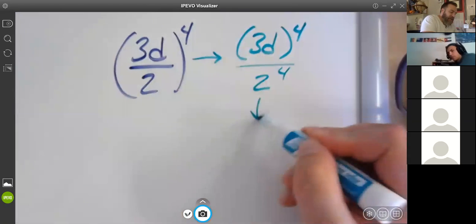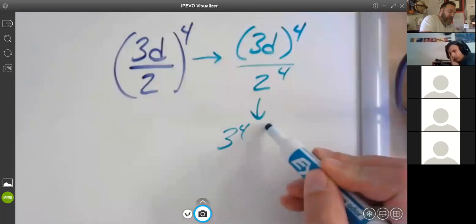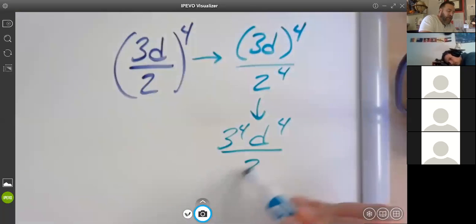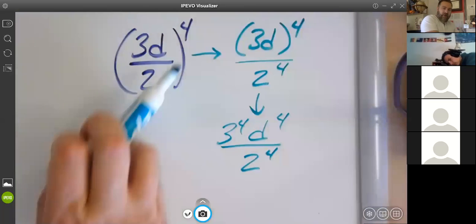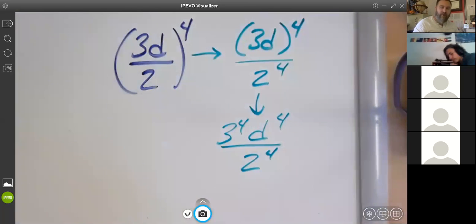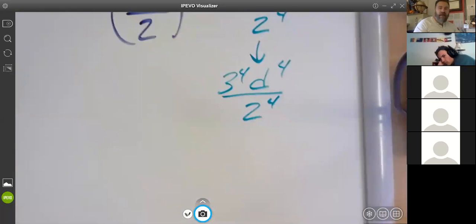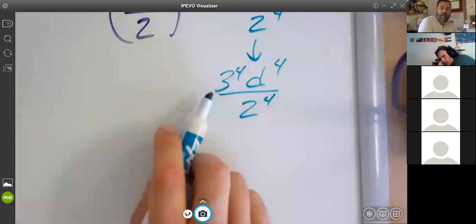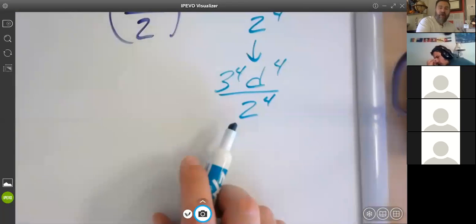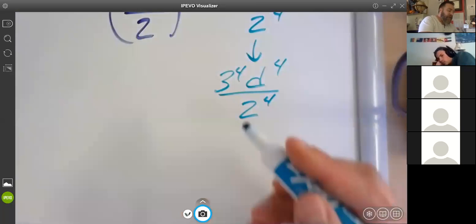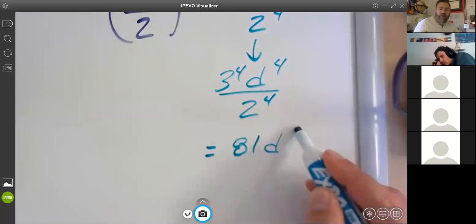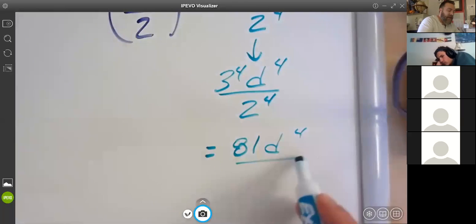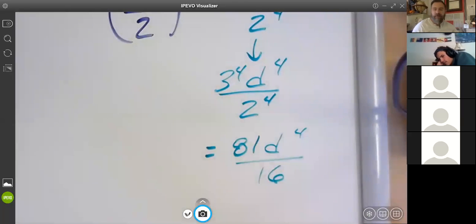So that would actually translate into 3 to the fourth power times d to the fourth power all over 2 to the fourth power still. So do you see how the exponent has been distributed throughout the object that's been multiplied by itself? And then as far as simplifying it, technically this is simplified, but on Big Ideas they ask you to actually perform this, because 3 to the fourth is actually a number, 2 to the fourth is actually a number. 3 to the fourth on a calculator would be 81. D to the fourth does nothing because we don't know what D is. And then 2 to the fourth would be 16.